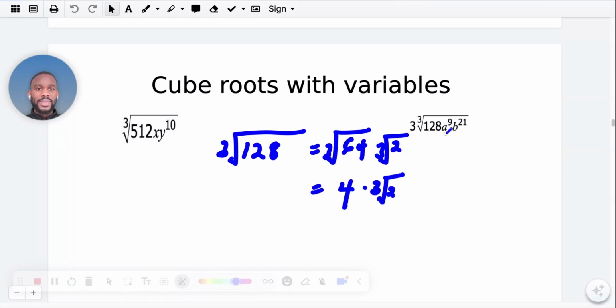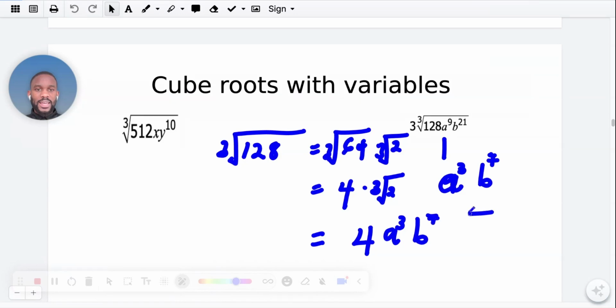Now a to the 9th. Is 9 divisible by 3? Yes. The cube root of a to the 9th will be a to the 3rd, since 9 divided by 3 is 3. Then b to the 21st. Is 21 divisible by 3? Yes. So b to the 7th. So this will be 4a to the 3rd, b to the 7th, and then the cube root of 2. That will be your answer.